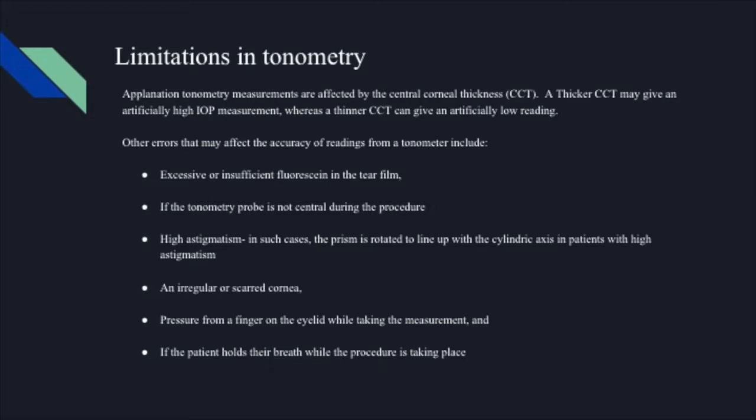So, applanation tonometry measurements are directly affected by the central corneal thickness. A thicker corneal thickness may give an artificially higher IOP measurement, whereas a thinner corneal thickness may give an artificially lower reading. Other limitations may include an excess amount of fluorescein, as well as an irregular or scarred cornea, and also high astigmatism. Now here's a demonstration of the technique.